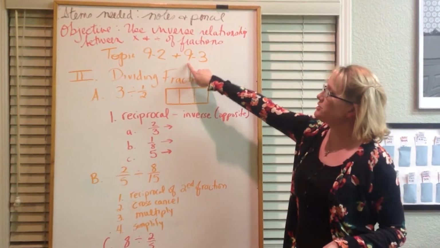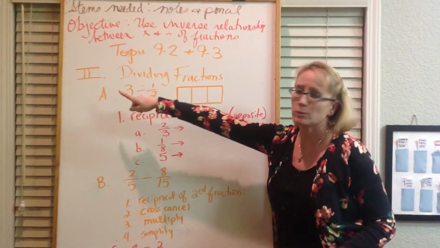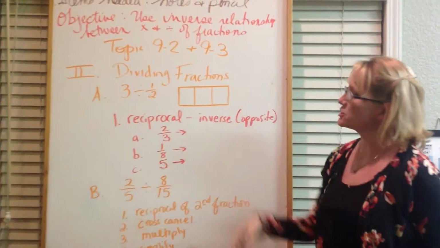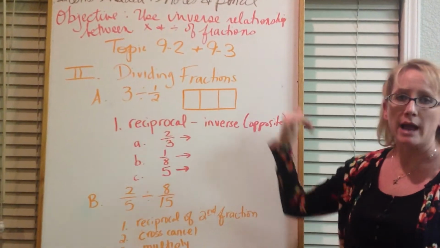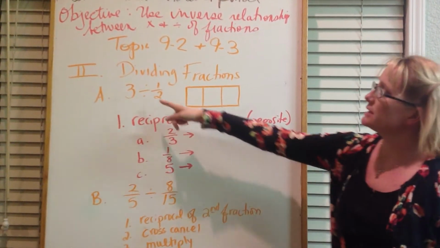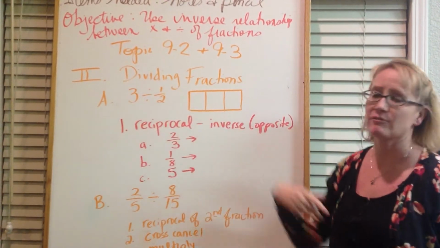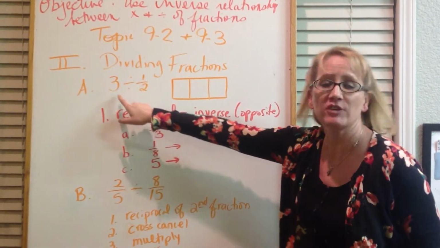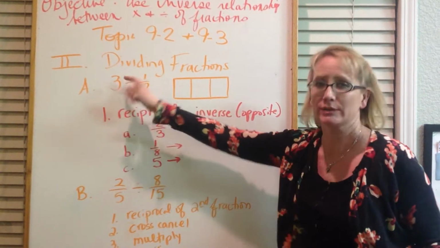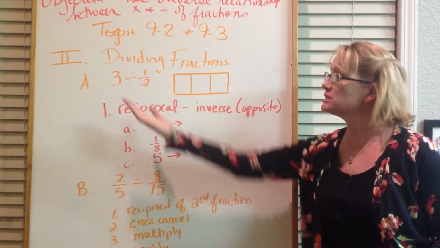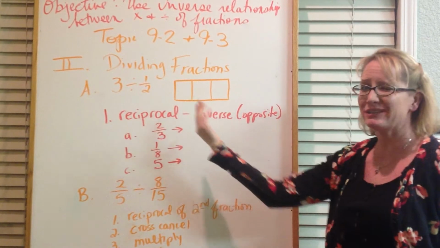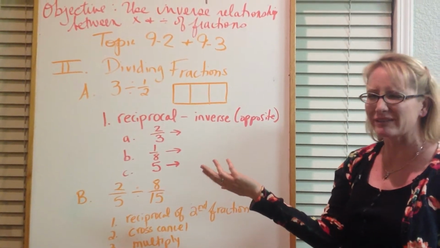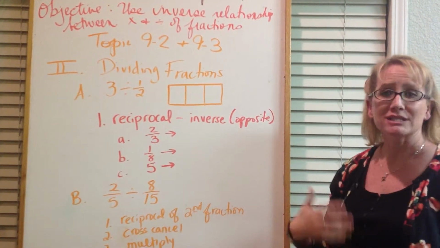So you write topic 9.2 and 9.3. We're just going to use Roman numeral 2. We're dividing fractions. So I'm going to show you why we have to do the inverse. This says 3 divided by 1/2. What it's asking you is how many times can a 1/2 fit inside of a 3? Go into it, divide into it. If we just divided straight across, we would get 3 divided by 2, which is a 1.5. The real answer is 6.